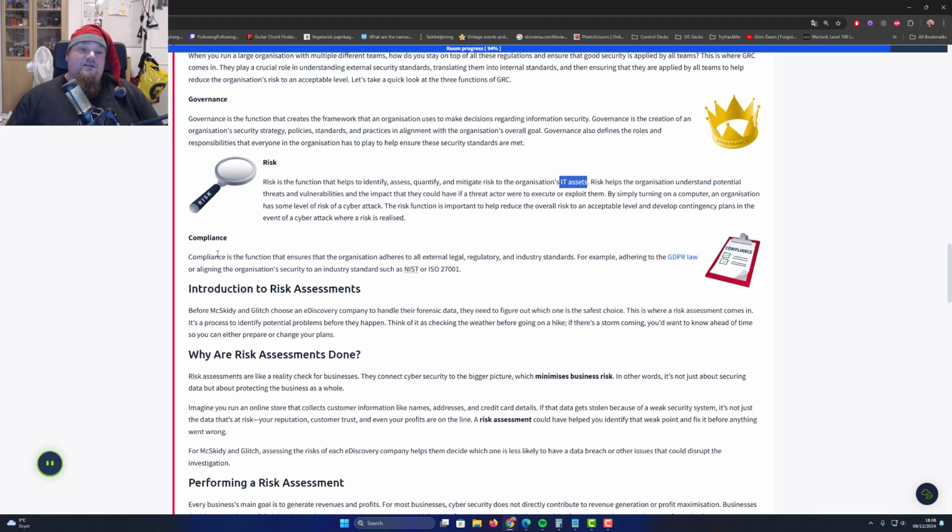And the compliance is basically just something you have to adhere to, for example, GDPR law or some NIST or ISO 27001. So if you follow the rules, some company can go to your company, and then they can figure out whether you follow the rules strictly enough to get yourself a compliance mark.